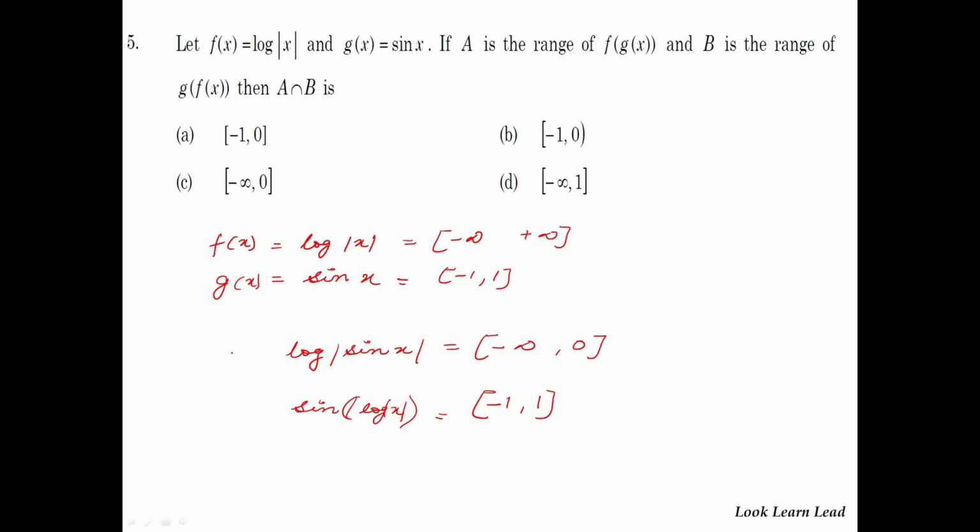Okay, now let it be A, let it be B. Now we have to calculate A intersection B. So now what is common in this? 0 is there in both of them, and minus 1 would be there. So it would be like 0, minus 1 up to minus infinity for this, and for this it is minus 1, 0 and 1. So what is common here? This. So the answer is minus 1 and 0.